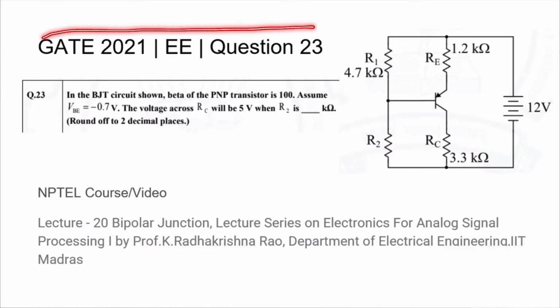This is question 23 from the GATE 2021 EE paper, where we are given a BJT circuit with a PNP transistor of beta 100. We are asked to assume that the base emitter voltage is minus 0.7 and are asked to find out for what value of R2 the voltage across the collector resistor will be 5 volt.